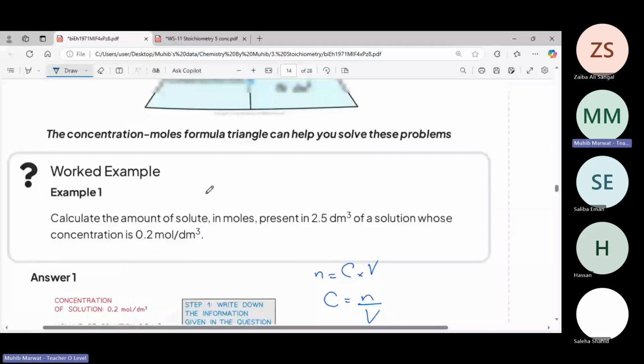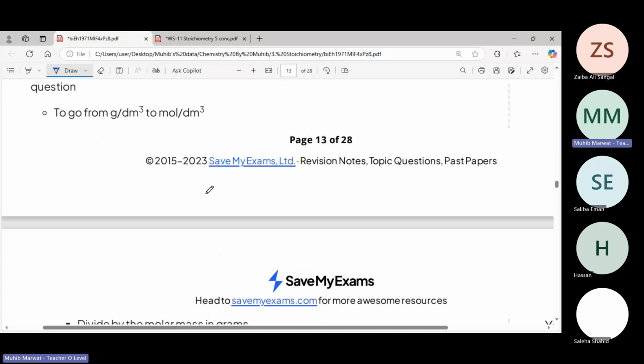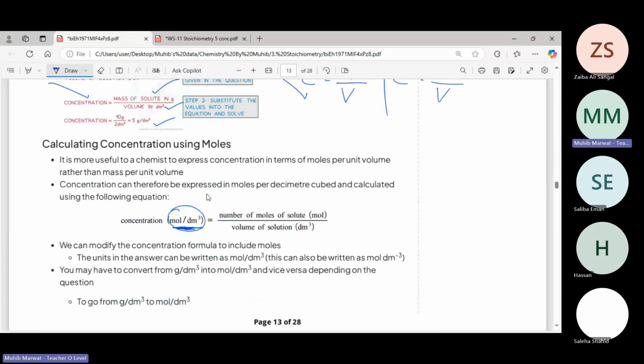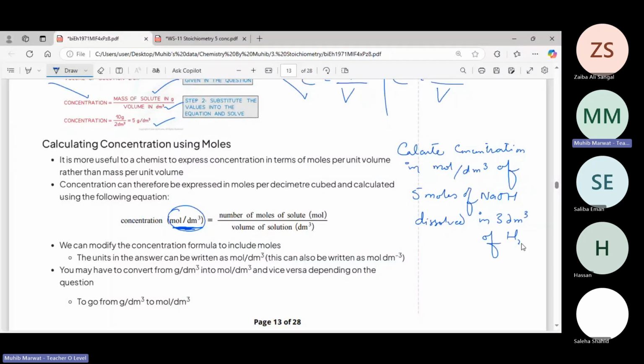Let me make a quick question for you people, so that you may not get confused. For example, calculate the concentration in moles per dm cube of 5 moles of NaOH dissolved in 3 dm cube of distilled water, right? So what we are going to do, just simple, write the formula. C is equal to number of moles divided by dm cube. C is equal to number of moles, which are 5, and the volume is 3 dm cube. Then you will end up getting the answer.